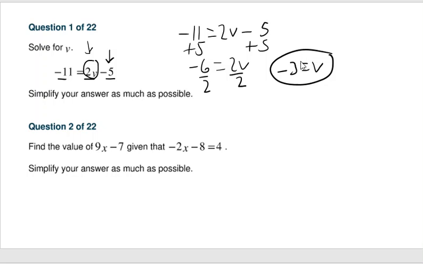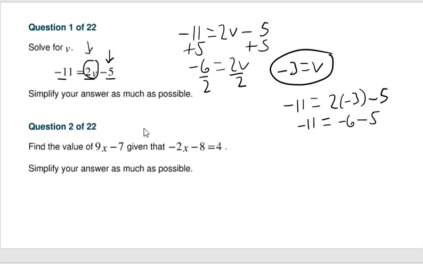Negative 3 is the solution of the equation because that's what makes it true. If you plug negative 3 in for the V in the original equation, you can see that 2 times negative 3 is negative 6. Negative 6 subtract 5 is negative 11.